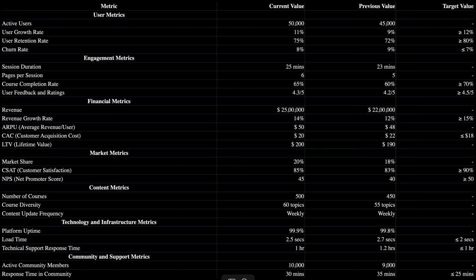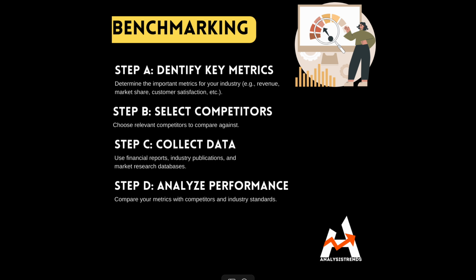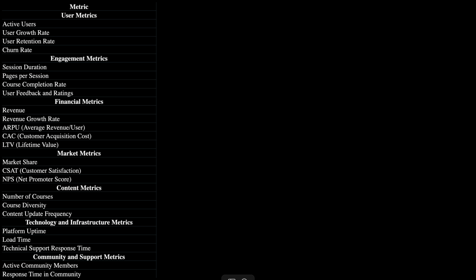So this is the data you need to collect for all the competitors and set a target value, or set a previous or current value. Next is analyze performance. So let's say we have identified all the platforms' current value, previous value and target value.